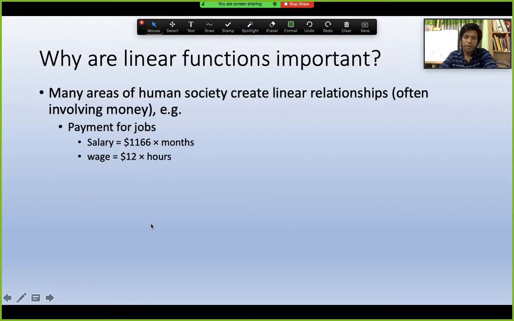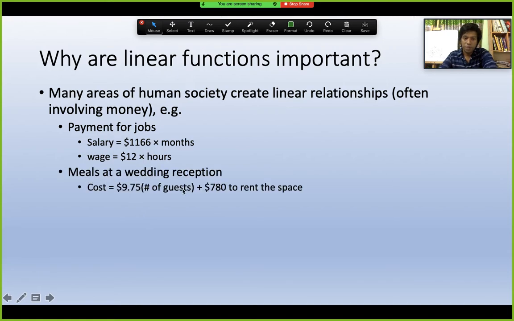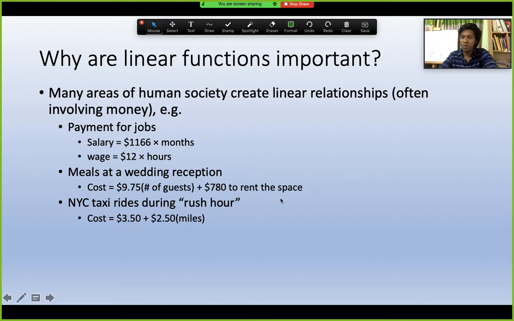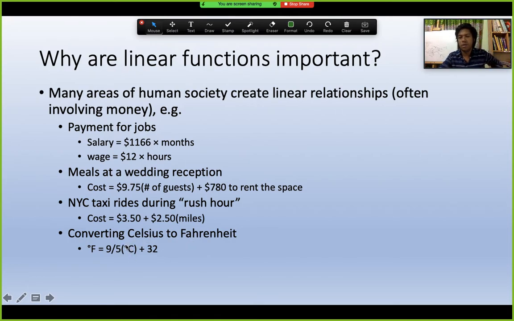And then money related math: salary, wage, meals at a wedding reception, how many persons are coming, what is the per person cost, so we can find out the total cost. Then taxi driving, rush hour, converting Celsius to Fahrenheit. So all of them, if you see just one variable and then some other numbers associated with it, then we can actually use all of them for our linear equation.